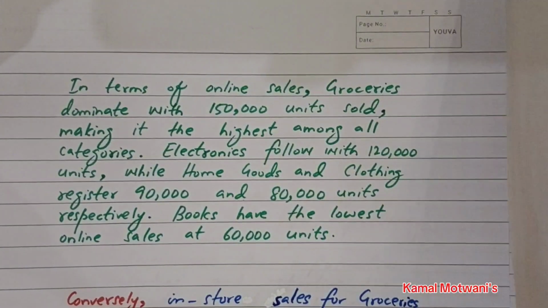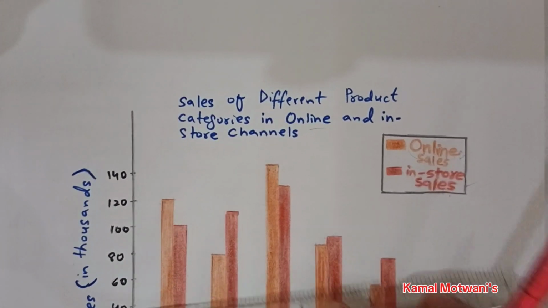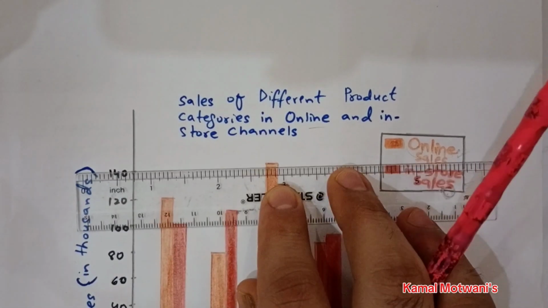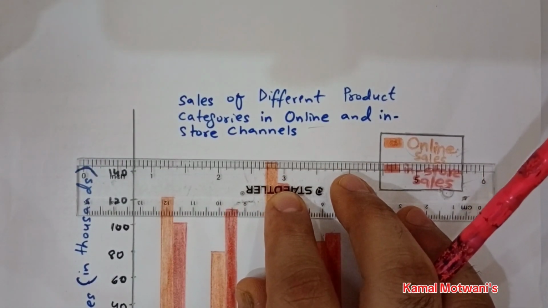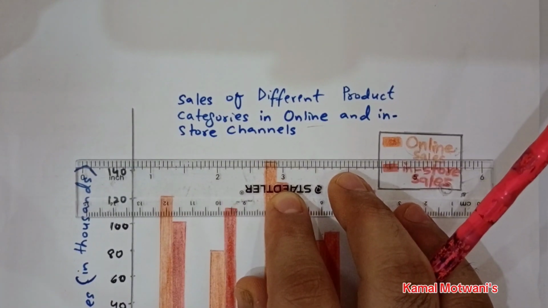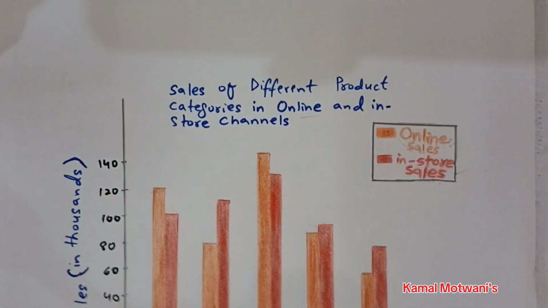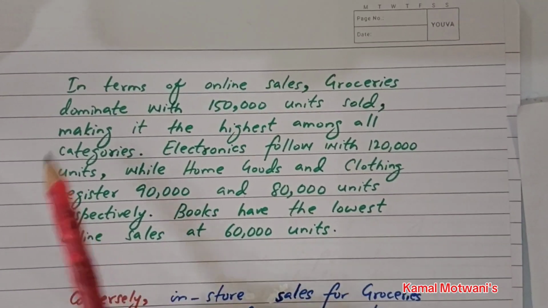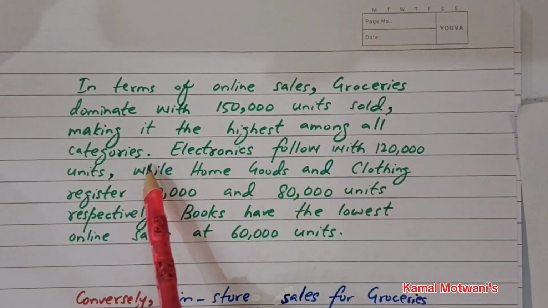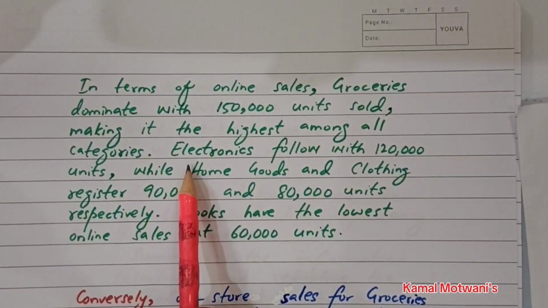Let's see, is it right? See, groceries dominate with 150. You see, this is ahead of 140. This is 150 around. Yes, online sales. Then, units sold, making it the highest among all categories. Of course, groceries category has the highest online sales in this bar chart.